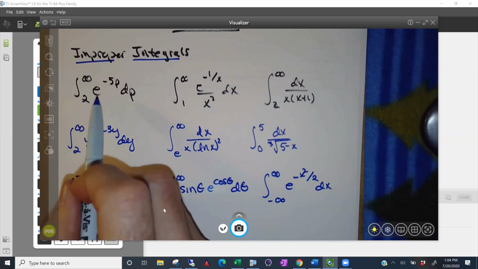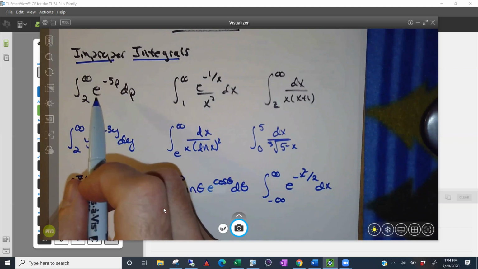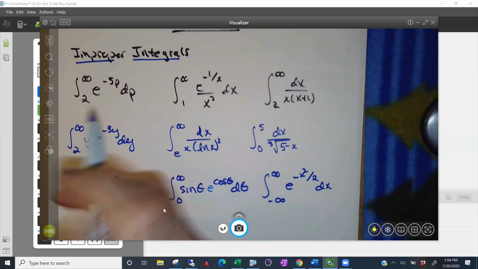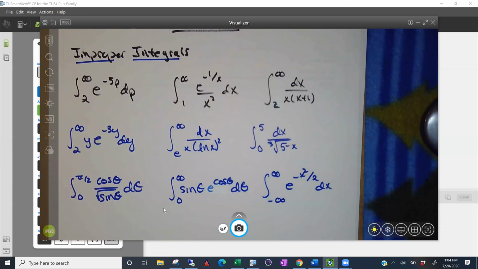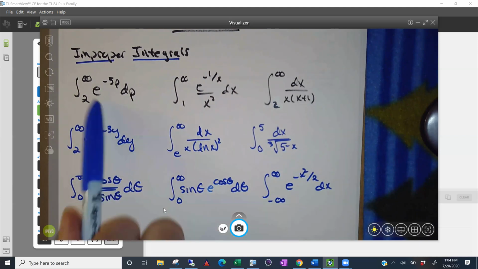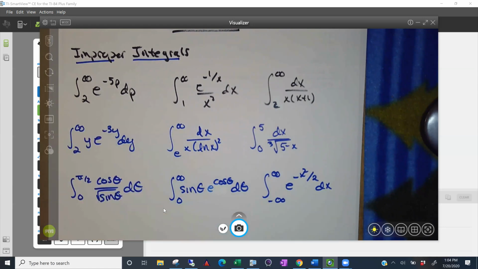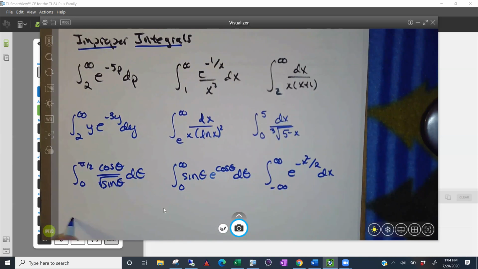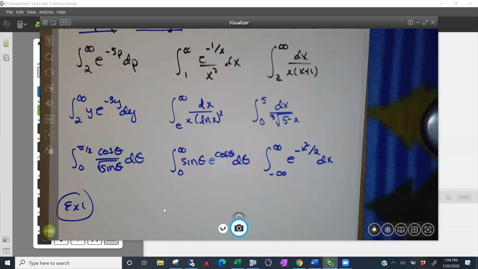And if your integral has an answer, then it's said to converge. If it doesn't have an answer, then it's said to diverge. So those are going to be our two extremes here in working with this kind of stuff. So let me get started with the more friendly of the crowd, which would be this one right here. For example 1, we'll take a look at the integral from 2 to infinity of e to the negative 5p dp.